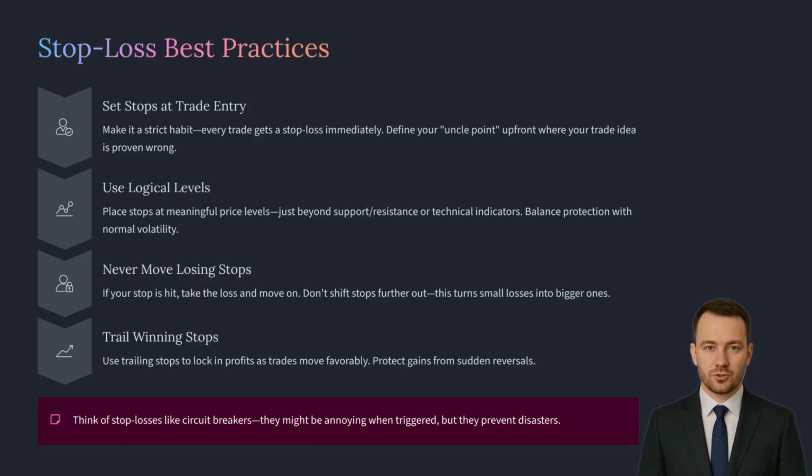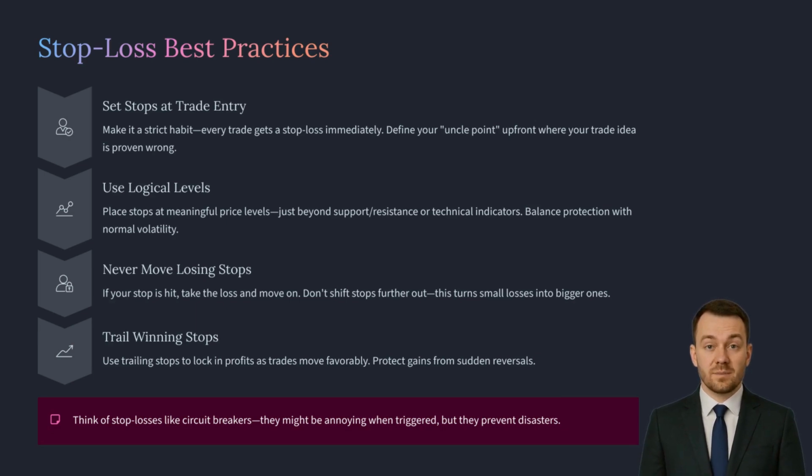Don't move stops on a losing trade. If your stop loss is hit, take the loss and move on. One common psychological trap is shifting your stop further out as price approaches it, rationalizing that just a bit more room and it will turn around. This usually just makes a small loss bigger. Stick to your original plan. It's better to be stopped out and reevaluate than to sabotage your risk management.